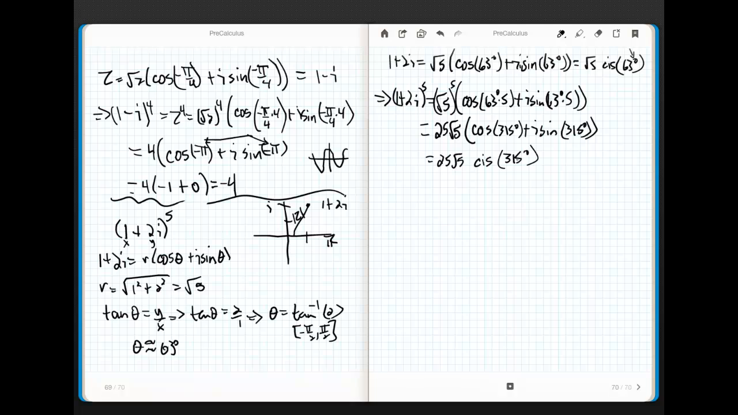Powerful good loving. That's some good stuff. Okay, cool. That's a really cool application of DeMoivre's.